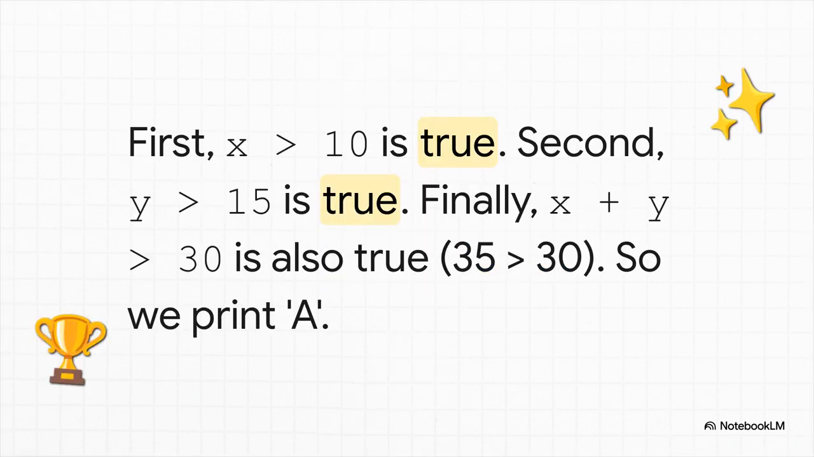And the output is A. Did you get it? Let's walk through it real quick. First check, is X greater than 10? Yep, 15 is, so we go inside. Second check, is Y greater than 15? Yep, 20 is. We go deeper. Final check, is X plus Y greater than 30? Well, 15 plus 20 is 35, which is definitely bigger than 30. So boom, it prints A.